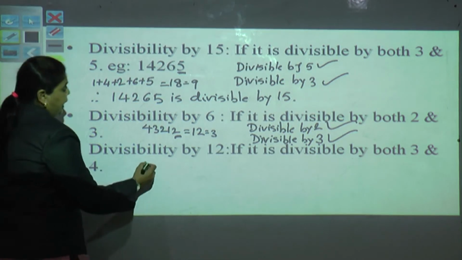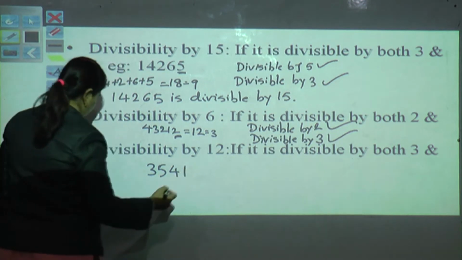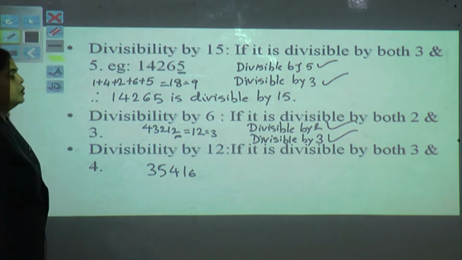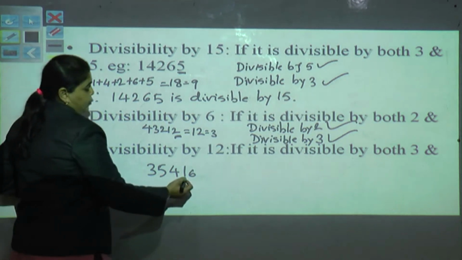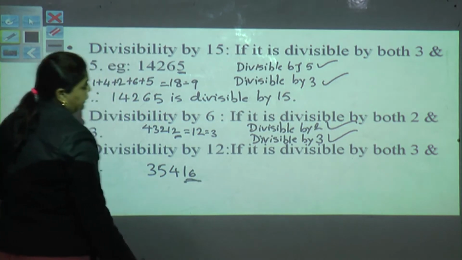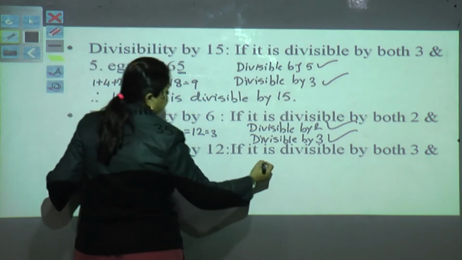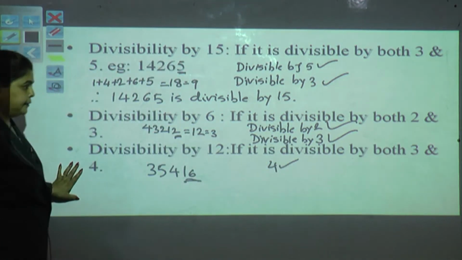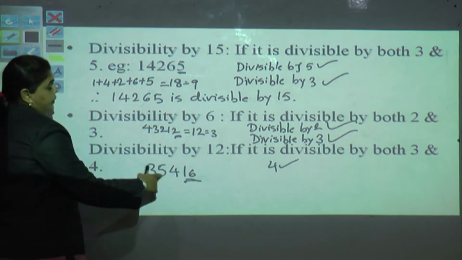If we take one example, we will see that in the divisibility rule of 4, the last 2 digits should be divisible by 4. Yes, 4 fours are 16. So we can say divisibility by 4 is done. What about 3? We have to find the sum. What is the sum we will do here?